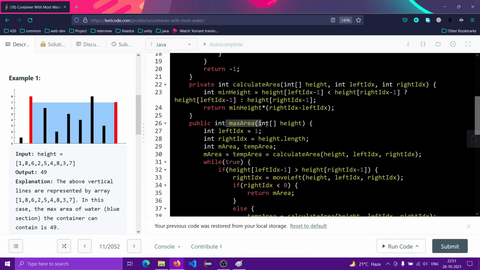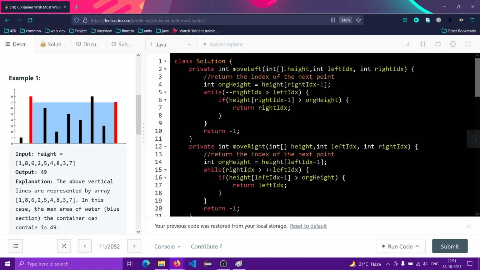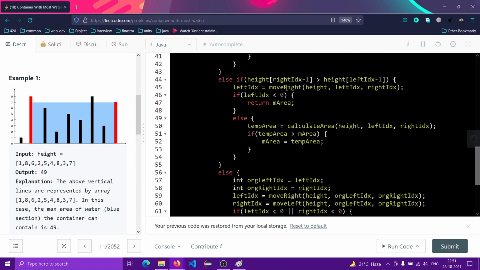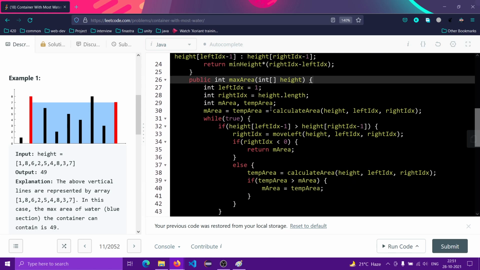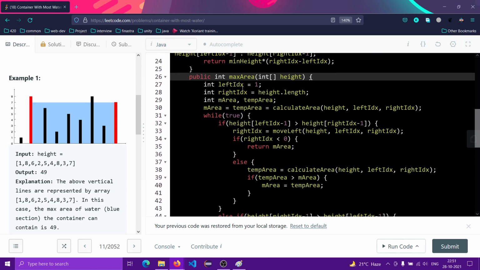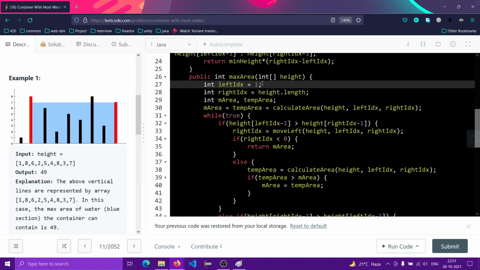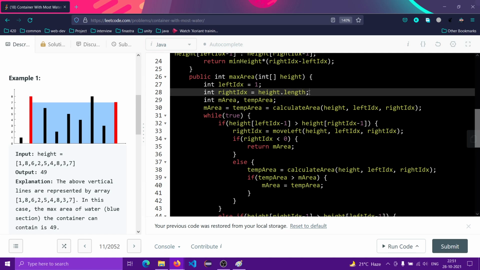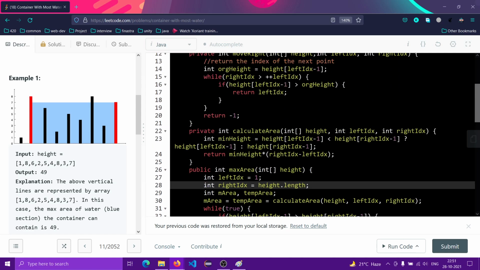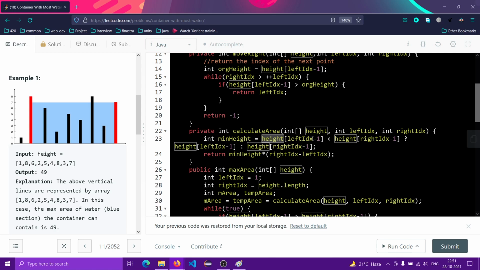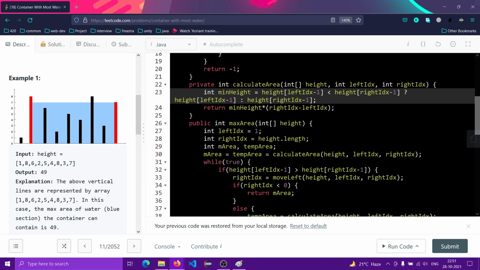So this is the max area, the actual function. The rest are just helping me to run the actual function. Here I have taken a left index, initially that will be 1, not 0. Remember, we are moving from 1. And the right index is height.length, and again, whenever you are getting the value of height, remember to put a -1, because if you do not, you'll get an array index out of bound exception.